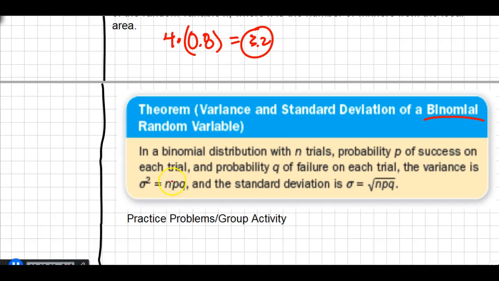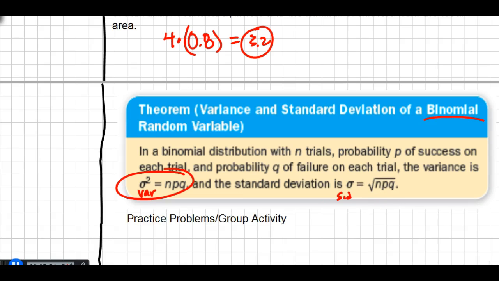So for the variance, you would just do npq. So that's sigma, lowercase sigma squared, that's the variance. And for the standard deviation, remember that's lowercase sigma, it's the o with the little hat on it. That one's going to be the square root of npq.